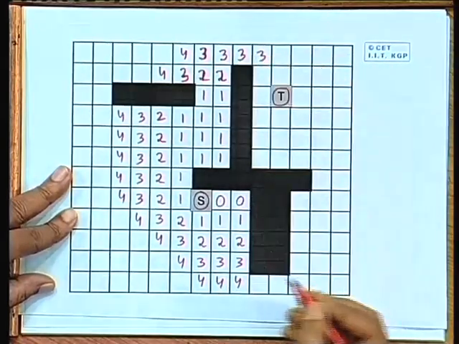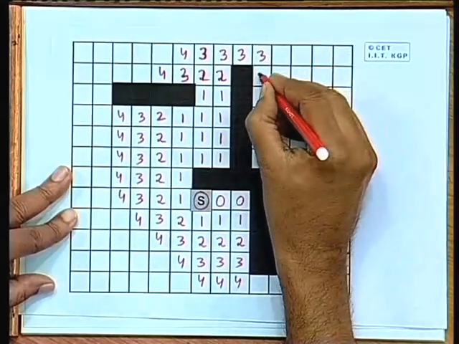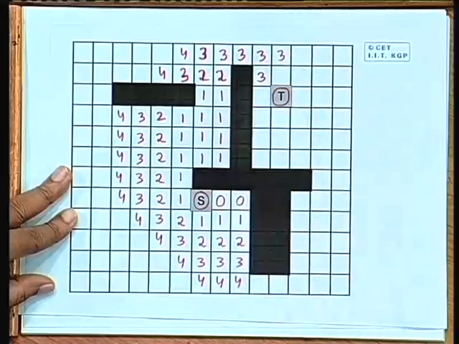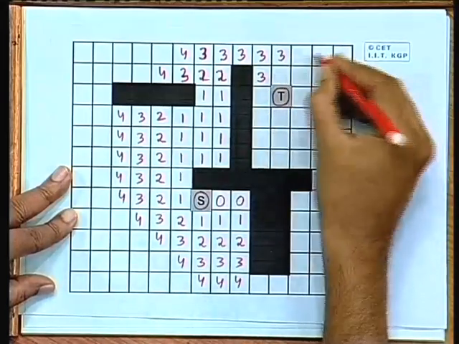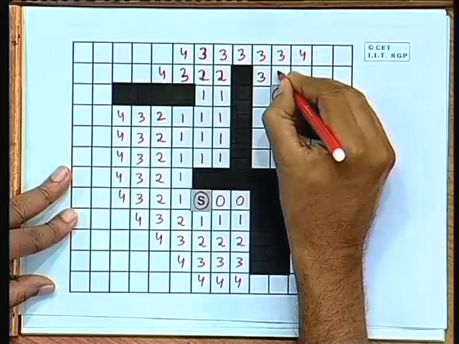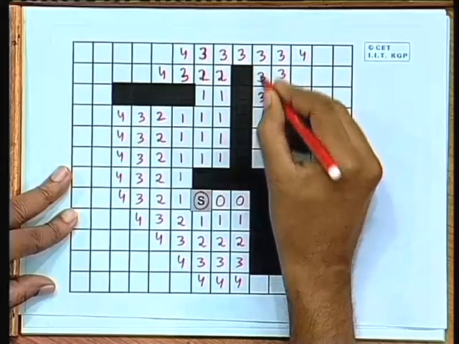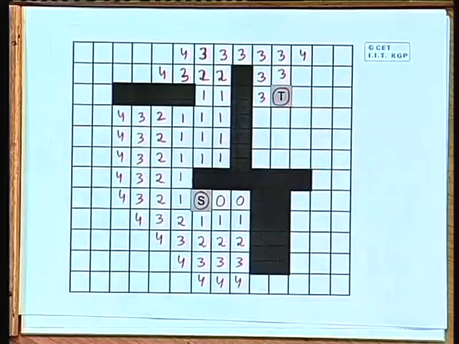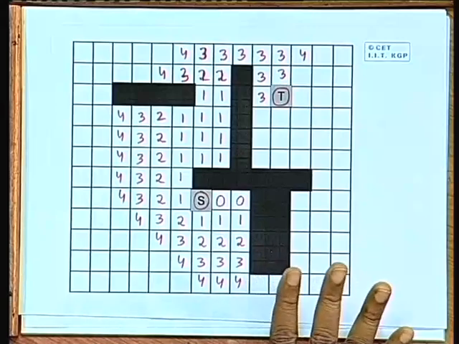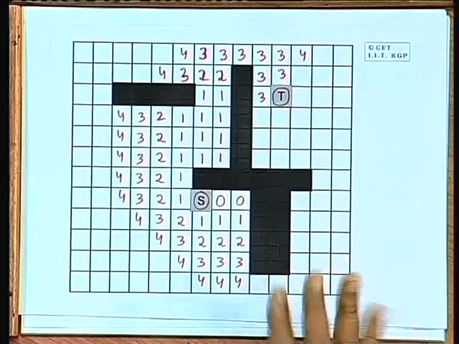This will be 3, this will be 3, this will be 3, this will be 4, this will be 3, this will be 3, you finally reach the target. So, this is the essential idea behind Hadlock's algorithm.